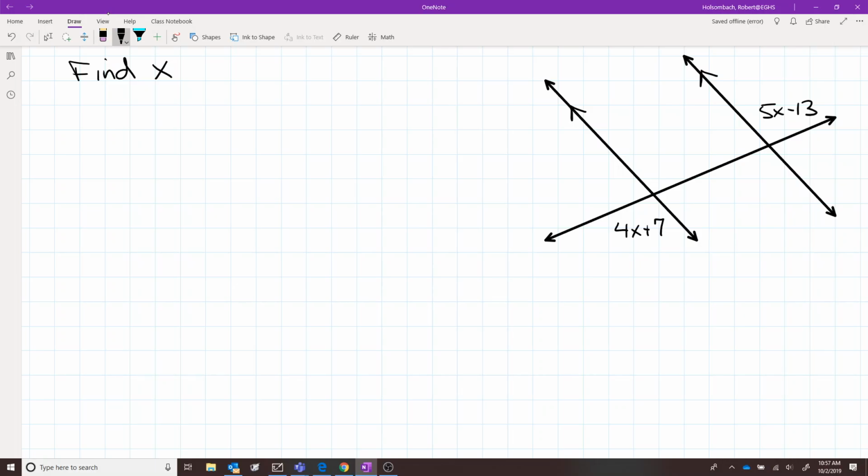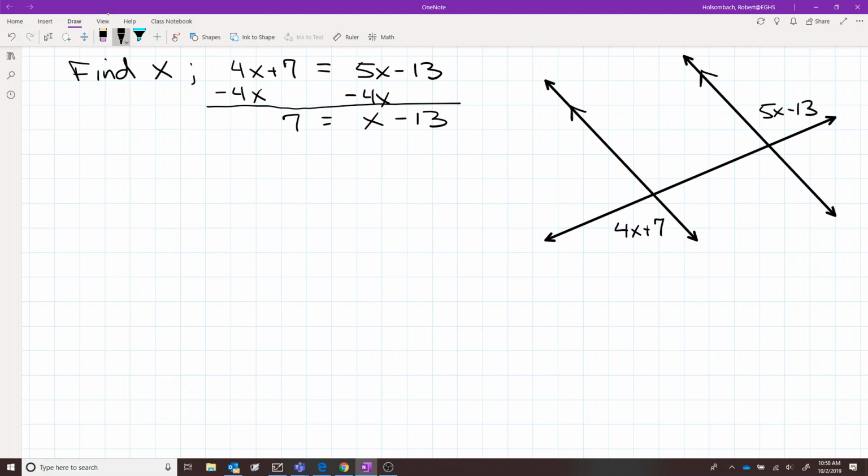Alright, what do you know about those two angles? Alright, these two lines are parallel. That's in the diagram. Those are alternate exterior angles. What do you know about alternate exterior angles? They're congruent. Good. So, we're going to say that 4x plus 7 is equal to 5x minus 13. You can subtract 4x from each side. So 7 equals x minus 13, and then add 13. So 20 equals x.